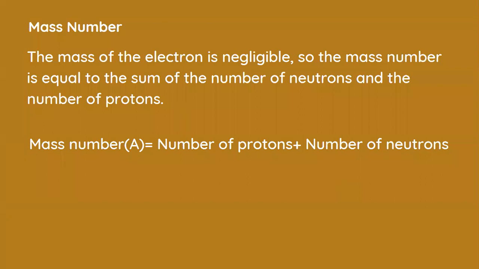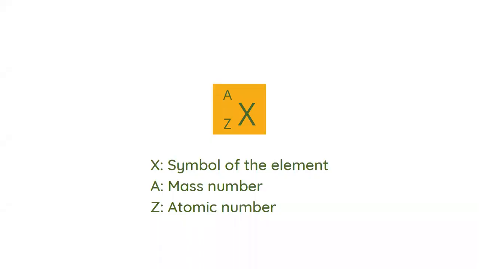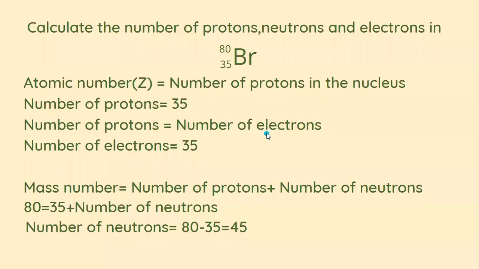Mass number, on the other hand, is not atomic mass, but it's the mass number. So mass number equals the sum of number of protons and number of neutrons. So this is the general representation. Suppose X is the symbol of the element, hydrogen is H, helium is He, and so on. Mass number is A and it's represented at the top, whereas the atomic number is represented at the bottom. So this is the general representation. Remember this. So there are two in-text questions.